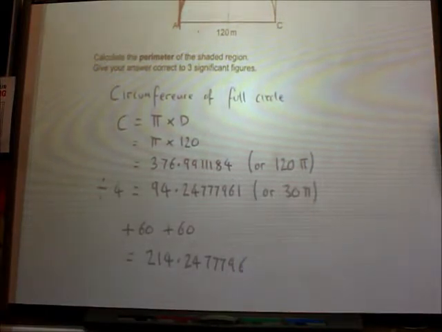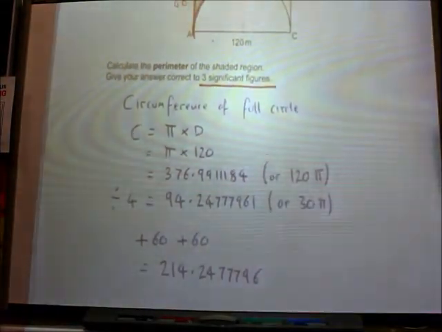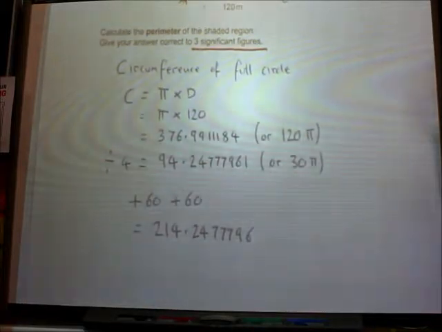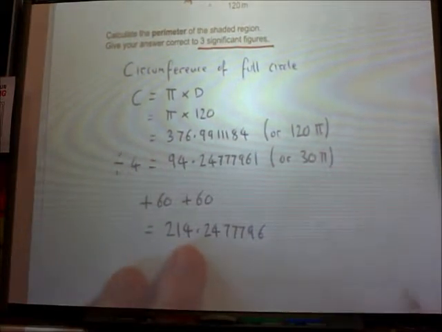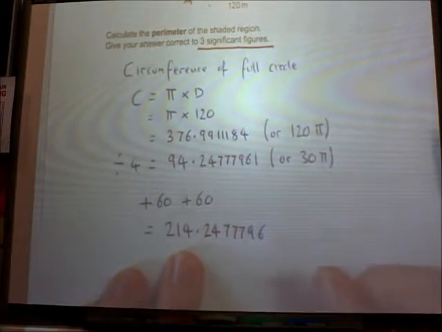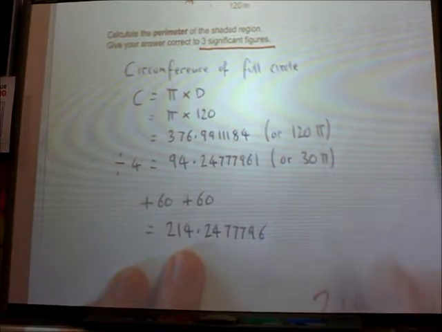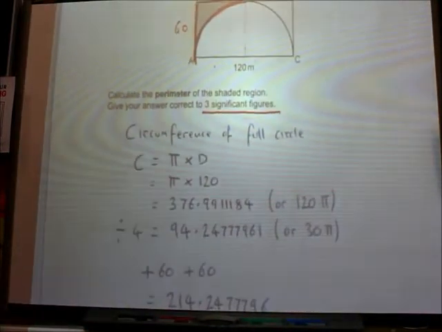214.2477796. But it says give your answer correct to 3 significant figures. If you're not sure about how to revise significant figures, please go and see your teacher or have a look it up on the internet. But it's basically 214. Right, will that 2 round up that 4? No. So the answer is 214. And the units are already down the bottom. I'll leave that there. There's my workings for it.